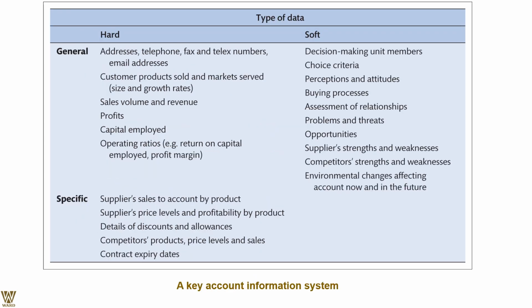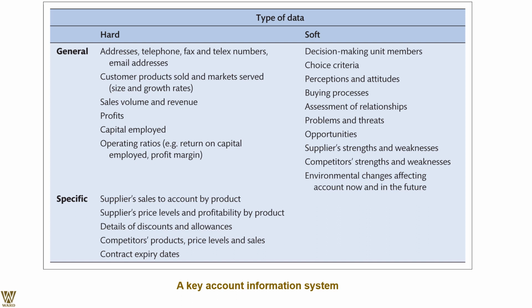Regarding types of data, there are both hard data and soft data. Hard data are basically addresses, telephone and fax numbers, but soft data are the key decision-making members. The choice criteria can change from time to time. The perception and attitude of top management can also change. The buying process can change. The assessment of the relationship and the preferred criteria can change.